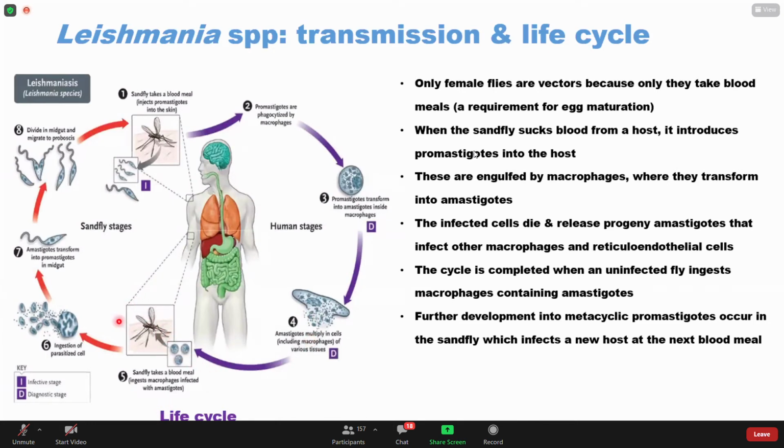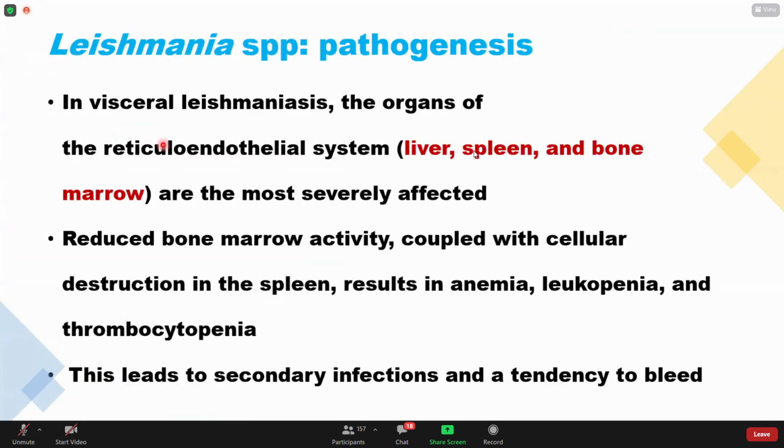When an uninfected sandfly comes for a blood meal, it's going to pick up the macrophages, and within the sandfly, the amastigote becomes the procyclic promastigote. It undergoes different stages, which I'm not going to bother you with. Eventually, it becomes the promastigote, stays in the salivary gland. When that infected sandfly goes for a blood meal, it inoculates the organism into the bloodstream.